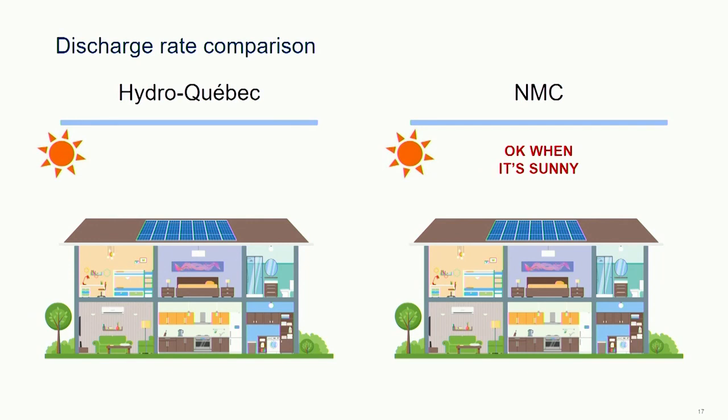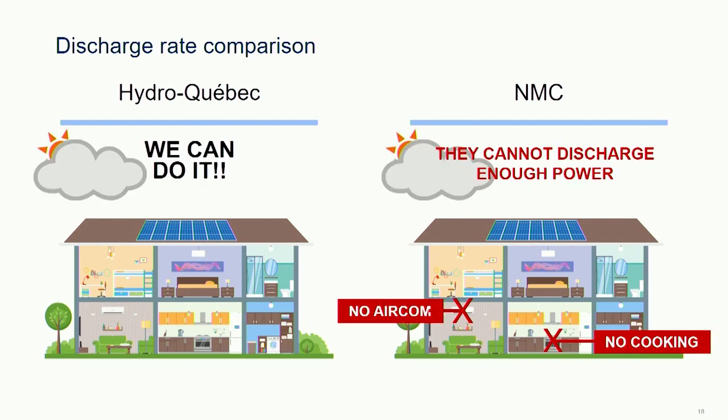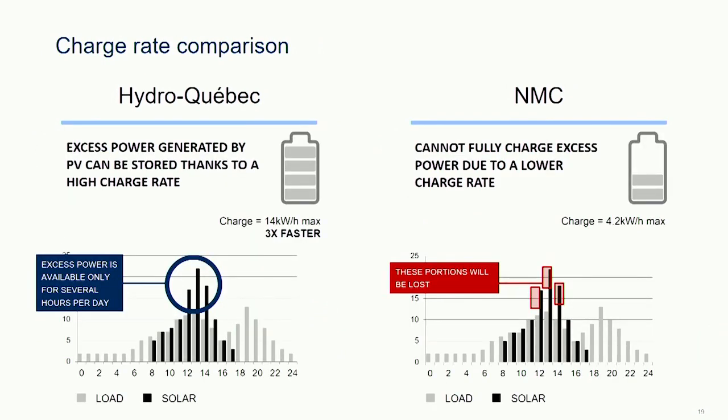This is showing two technologies, LFP and NMC. This is when you see the home. Both technologies work very well. Then when you have less sun, if you have fast charge cells or batteries, you are able to use all appliances in the home. For example, when the battery cannot fast charge, you cannot use air conditioning or cooking. So fast charge is key.